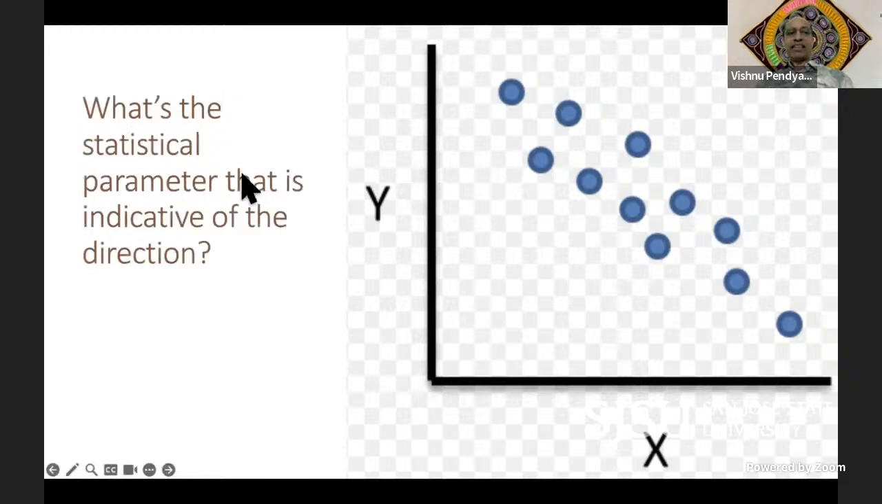Now, what is the statistical parameter that is indicative of direction? The answer again is covariance. So the covariance is in this direction, right? X and Y are negatively correlated, so the covariance is also negative, right? So again, the key idea here of finding the direction is variance. Where do the points vary the most? That's what we want to capture.